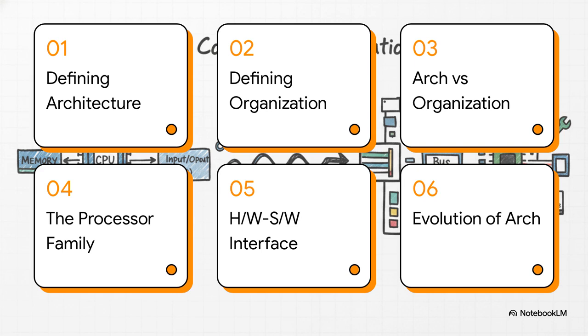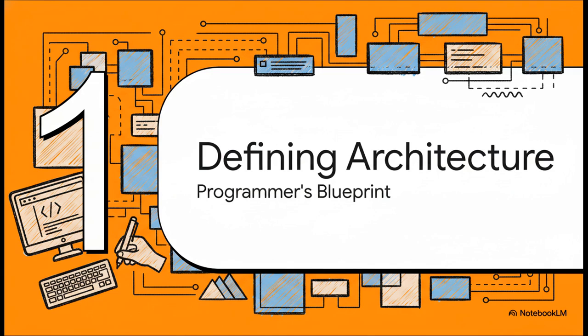Okay, so here's our roadmap for today. We're going to start by defining architecture, then organization, compare them side by side, explore the processor family in the real world, bridge the hardware-software gap, and finally, trace the evolution of architecture itself. Let's dive right in. Section 1, Defining Architecture, the Programmer's Blueprint.